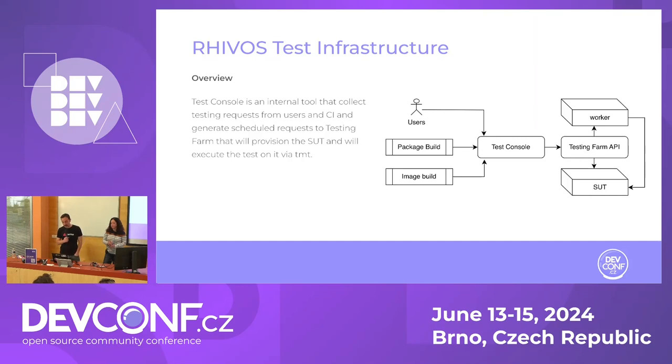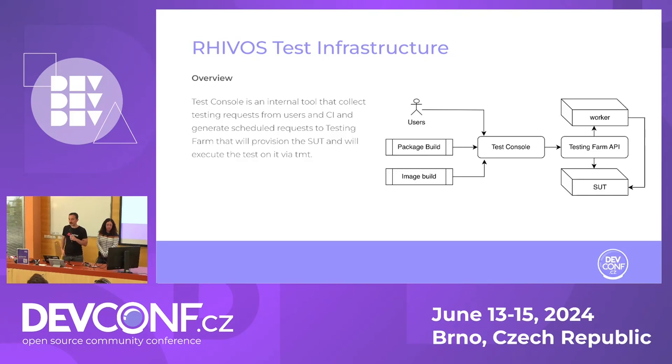We designed at Red Hat an internal tool named Test Console that is essentially an entry point for our test infrastructure at the moment. It collects requests from users and automation. For users, it provides a user interface to simplify the configuration of the request, and for automation it can schedule a large test plan based on hardware availability. It just provides additional features on the real test infrastructure, which is mostly based on Testing Farm, an open source tool. We will see some details later.